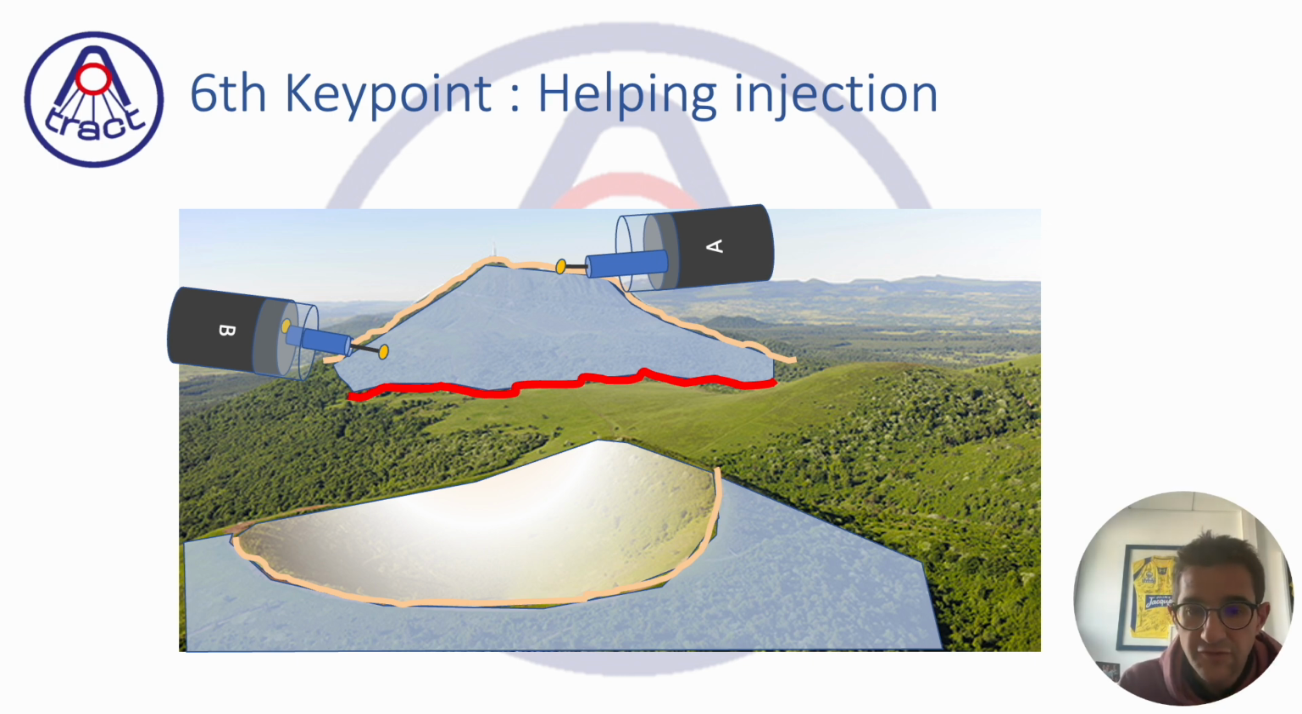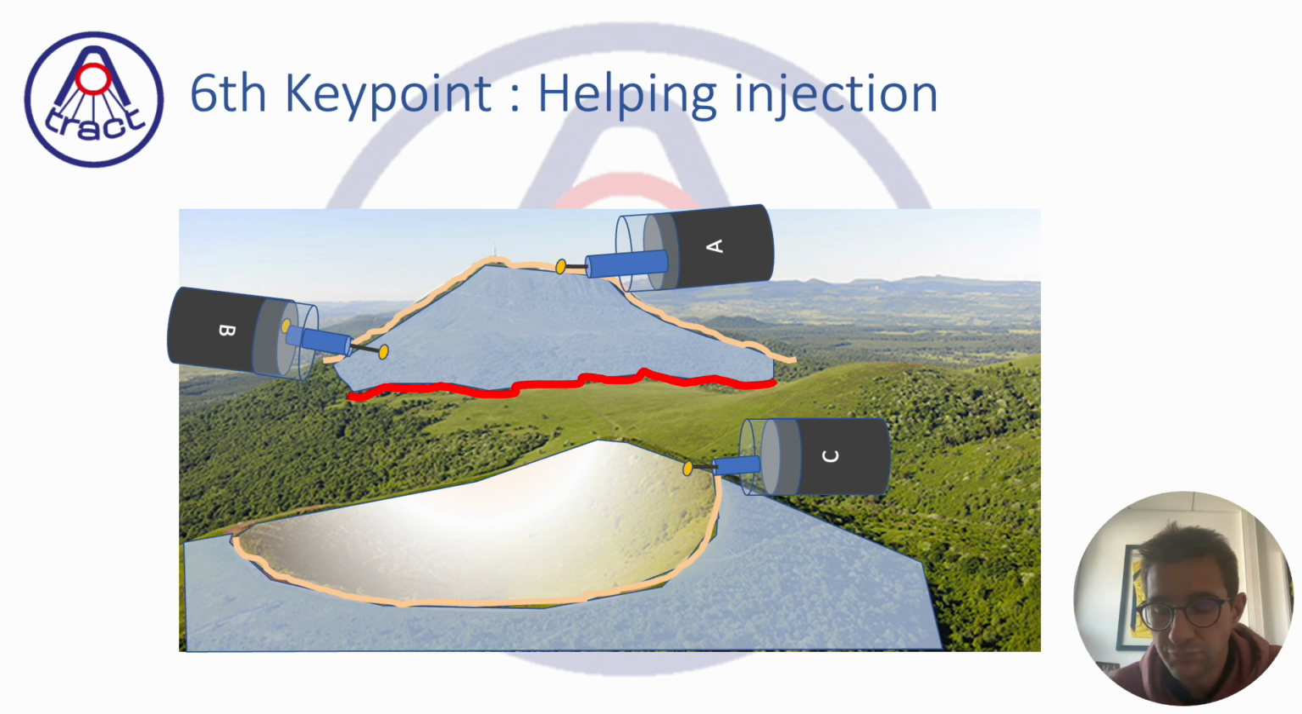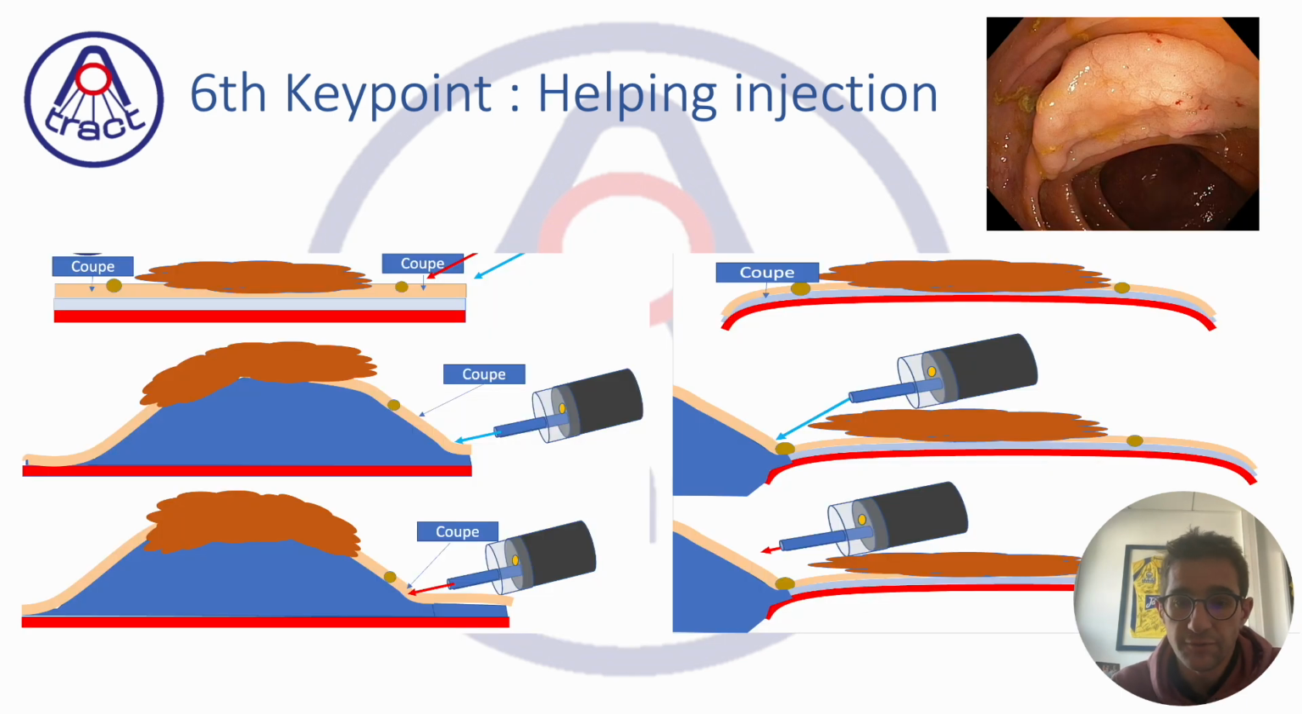The most difficult injection is to inject in a fold, in a downhill, because it's very difficult with the down wheel to go into the tissue and have a deep incision. After, you will try to do a helping incision.